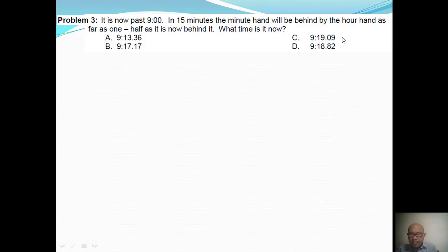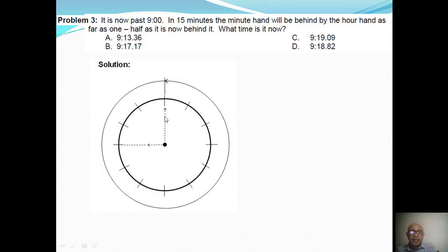Okay. So, ma-analyze ba natin? So, set muna natin yung initial time, no? So, the initial time is 9 o'clock. Ito, 9, no? 1, 2, 3, 4, 5, 6, 7, 8, 9 o'clock. Okay? So, past 9 o'clock, let us say somewhere here. So, ito yung time na hinahanap, in which the minute hand is behind the hour hand by this number of minutes.